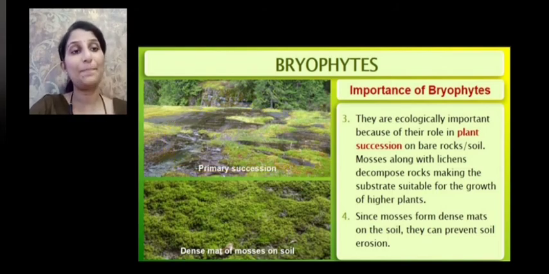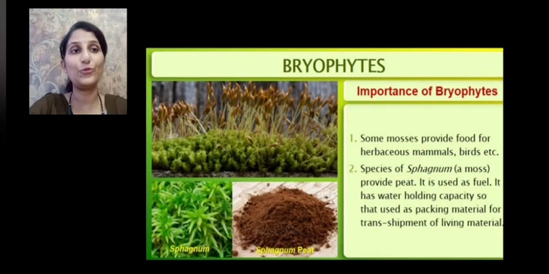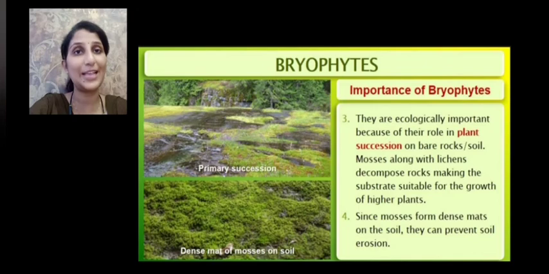Next, it forms a dense mat on the soil, and thus it prevents soil erosion. So these are the uses of bryophytes. Bryophytes are a source of food. They form peat, and they also help in packing materials for shipment, help in succession, and also prevent soil erosion.